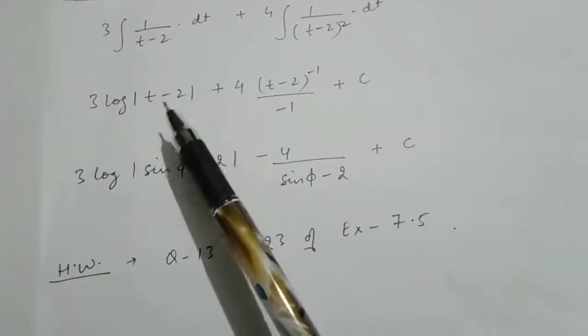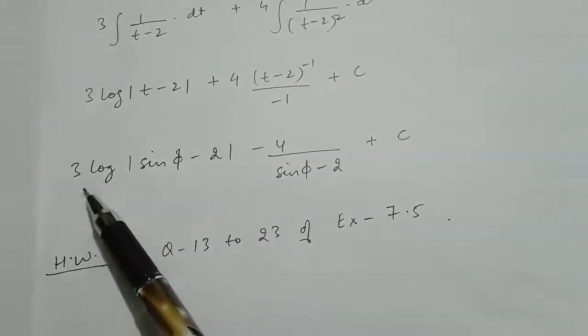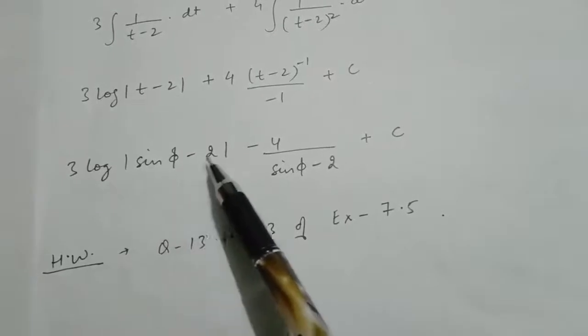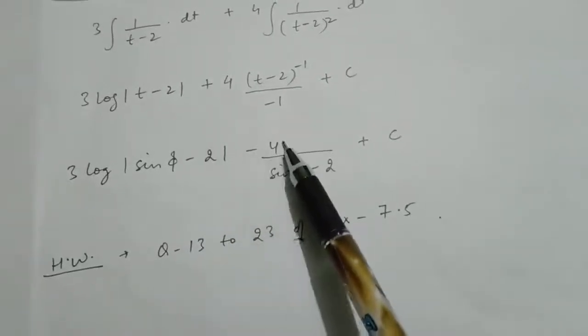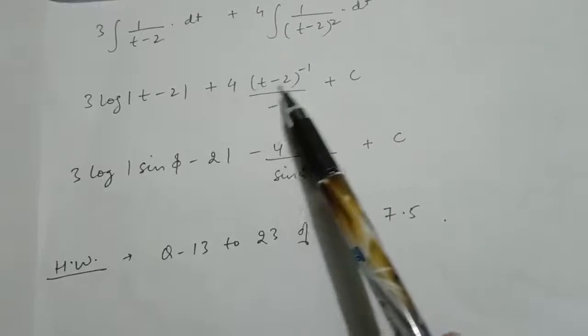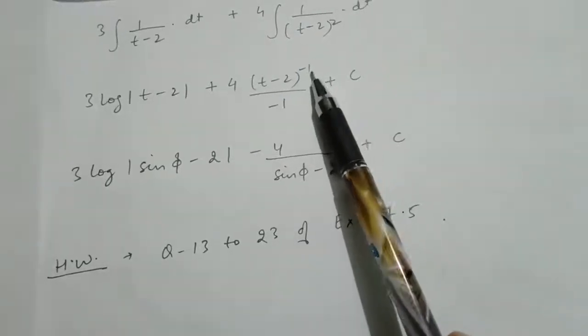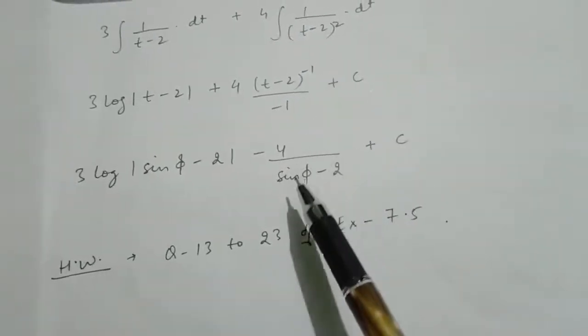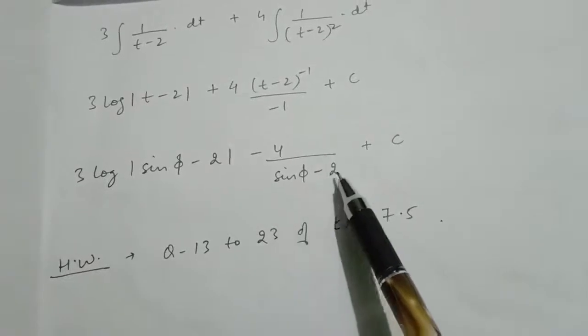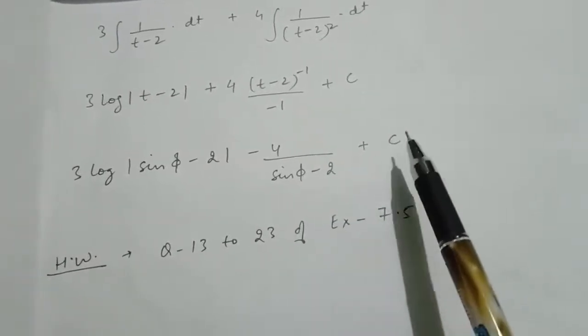Now in place of t, write down sin phi. So you will get 3 log mod sin phi minus 2, minus 4. This is t minus 2 raised to the power minus 1, which is 1 upon t minus 2, which can be written as sin phi minus 2, plus c, right?